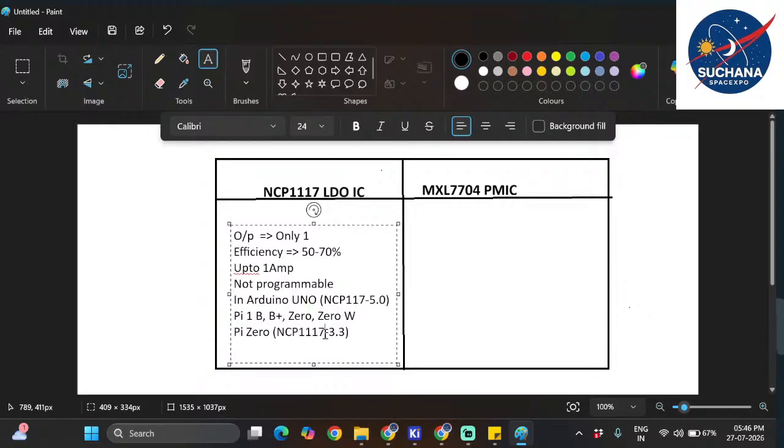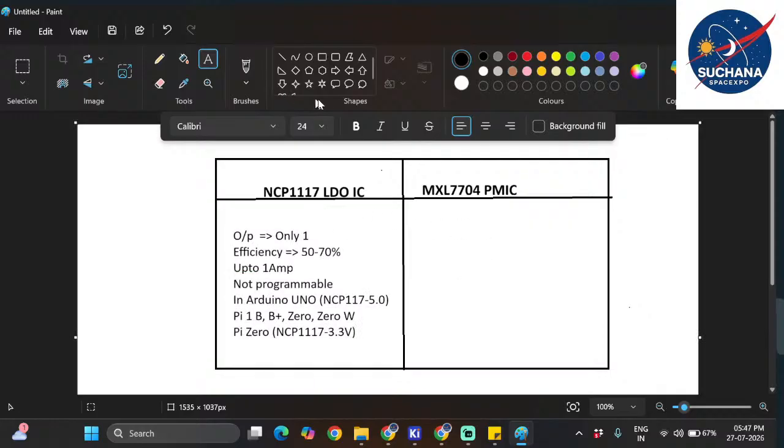Wherever you find this hyphen followed by some number, no matter if the voltage symbol is indicated or not (usually it is, but sometimes people neglect it), you can identify that this is a variant of the IC specifically designed to produce an output of 5 volts. So these are the important points.